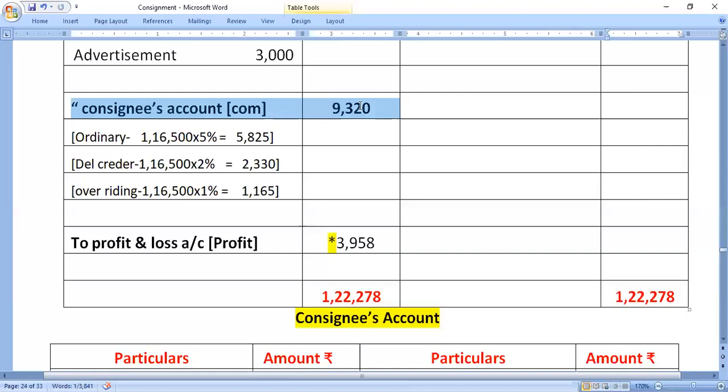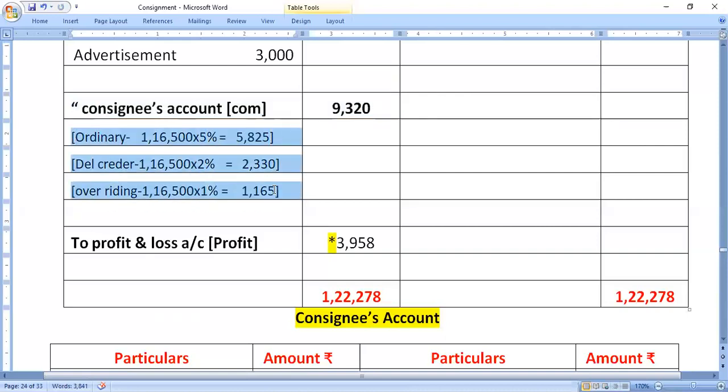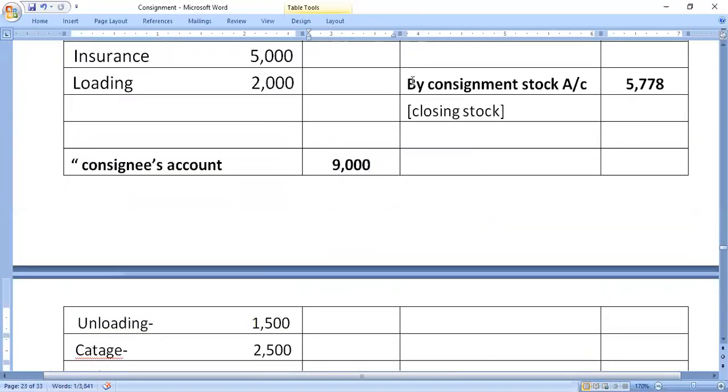Consignee's account, commission. Listen here, my dears. Three categories of commission here. First one is ordinary commission, 5%: 1,16,500 total sales into 5%, 5,825. Del credere commission, 1,16,500 into 2%, 2,330. Overriding commission, 1,16,500 into 1%, 1,165. The total commission leads to 9,320. After that, we have one more entry, that is consignment stock account, closing stock.